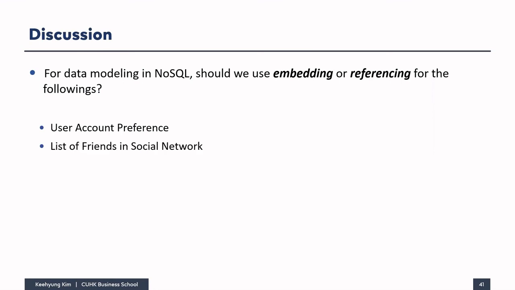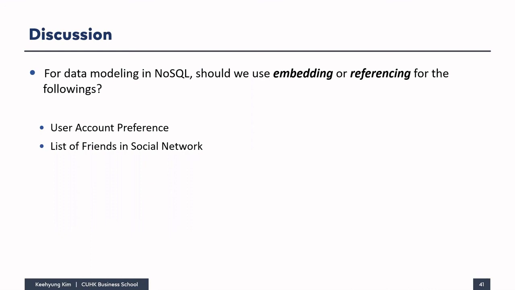And how about the list of friends in a social network? Should we put them together with the user account, or should we separate them from the user account information? How many of you think embedding might be better for the list of friends? How many of you think referencing might be better for the list of friends? Okay, so more for referencing.